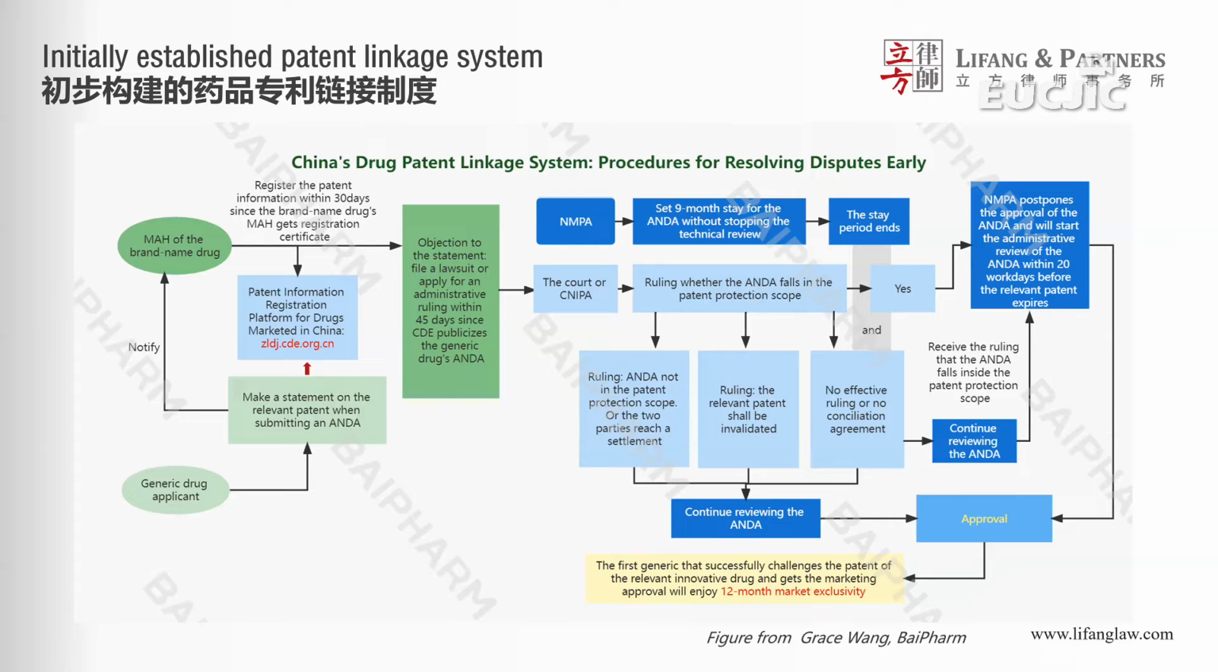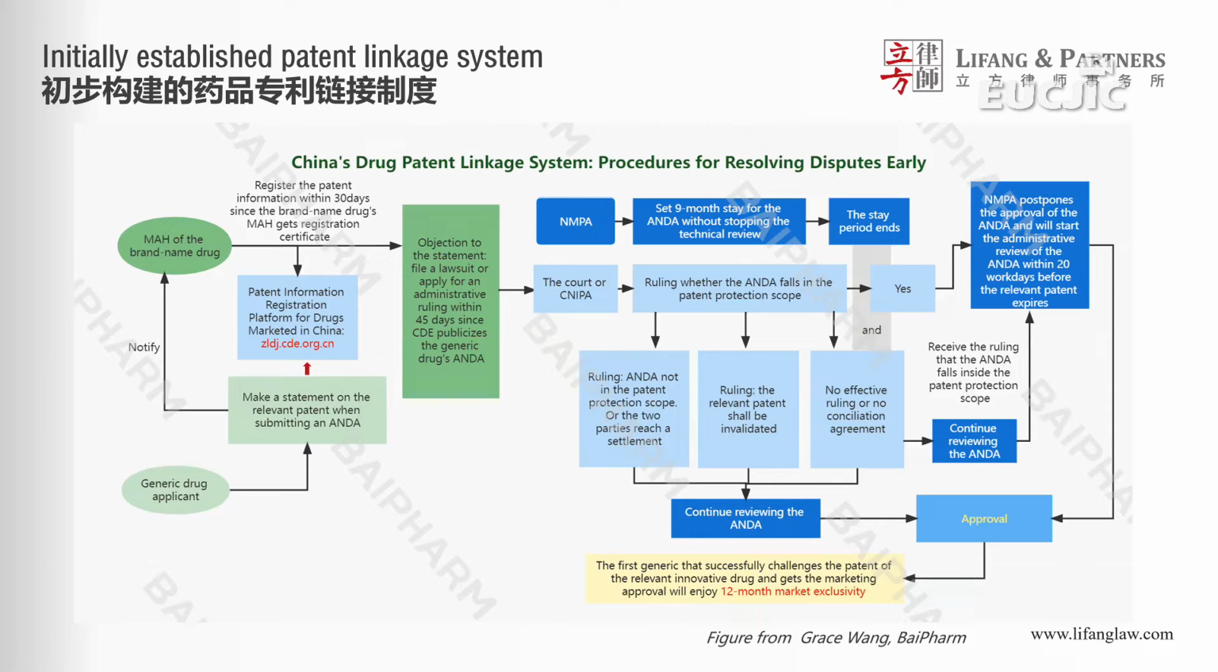So here, in the middle, this square shape with green background. If the generic drug company issues the category 4 statement, then the patentee can launch an action. That action can go either to the court or to the patent office. And after you launch this patent linkage action, the Chinese FDA, the NMPA, would impose a 9-month stay on this generic drug application approval process.